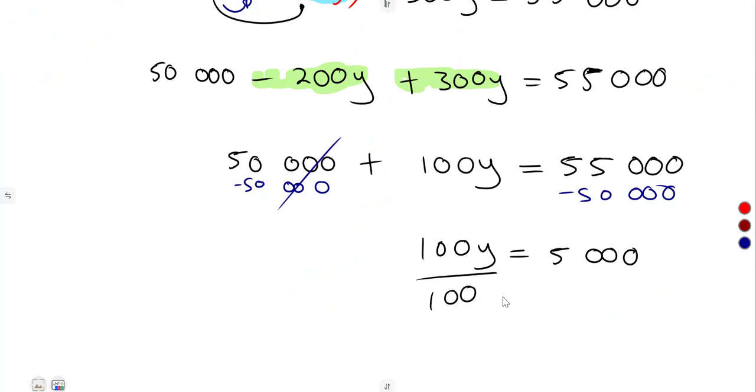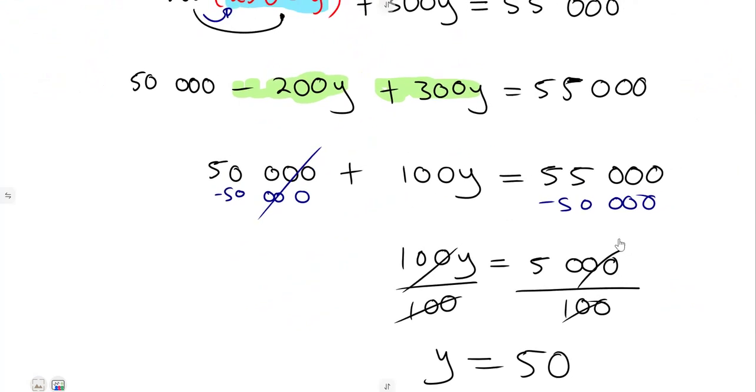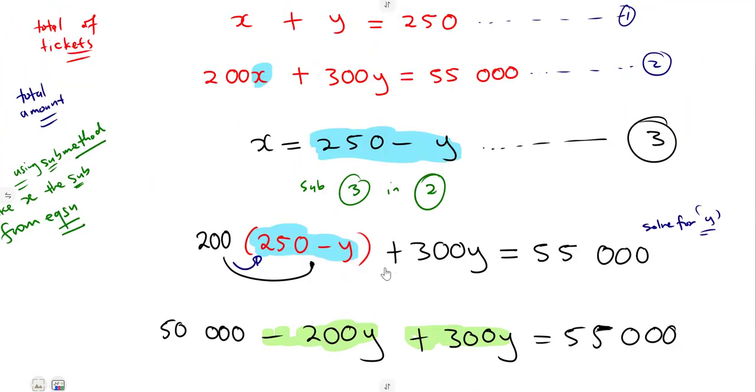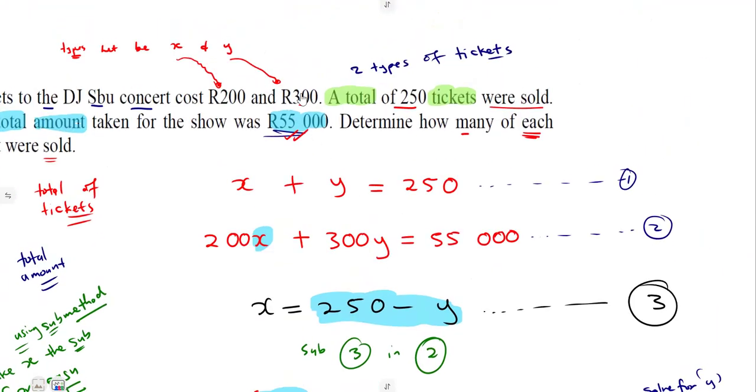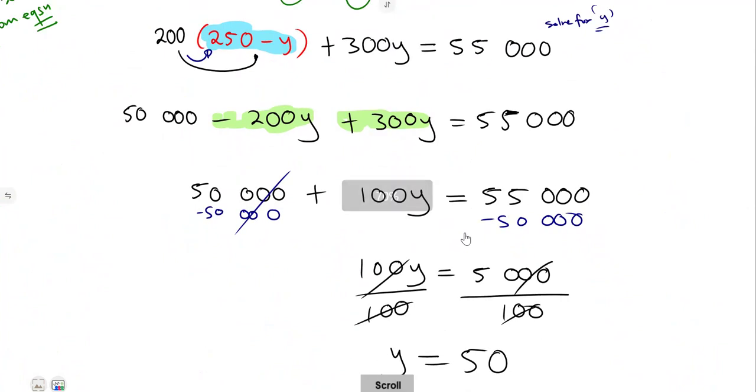5,000, so divide by 100. That is obtaining the value of y, which is 50. So y is equal to 50. We have 50 of the y tickets. Y is for the 300 rand ticket, so there are 50 300 rand tickets. All right, that is separating in that manner.